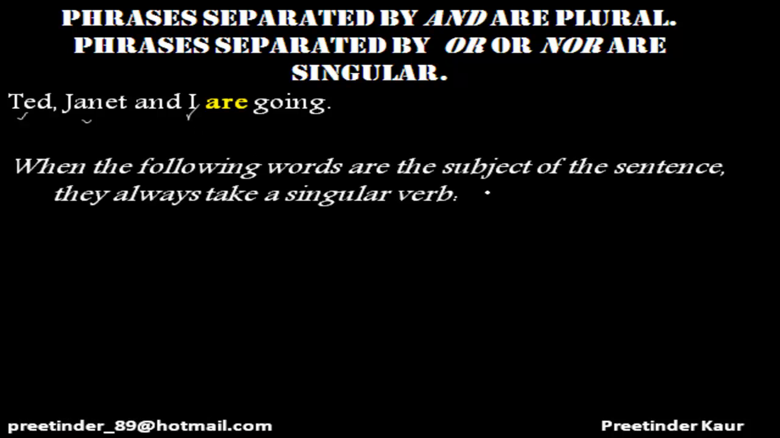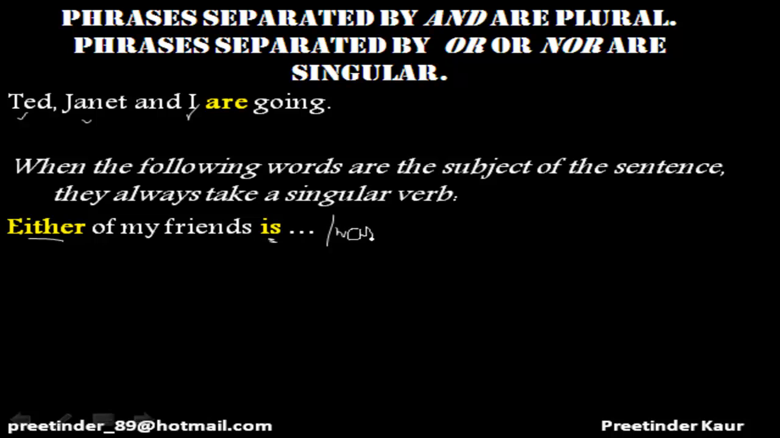Now when the following words are the subject of the sentence, they always take a singular verb. Let's have a look at what these words are. Either. Now this is a very important point which often comes in exams. Either is always followed by a singular verb. Either of my friends is, or it also can be either of my friends was. Okay. So it will be is or was, not are or were, because either means just one.